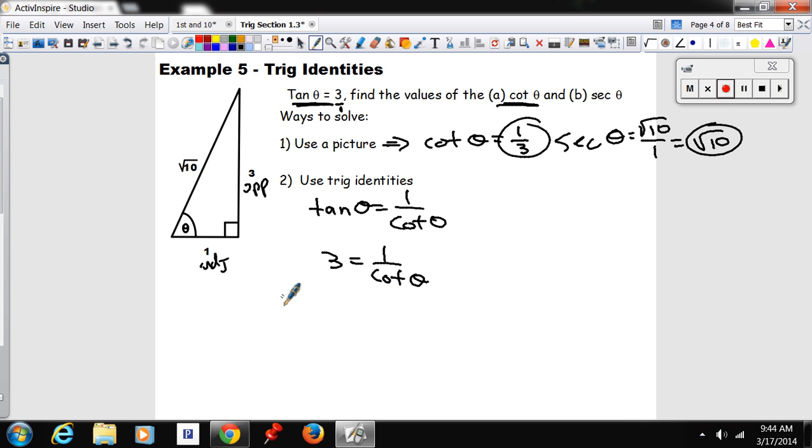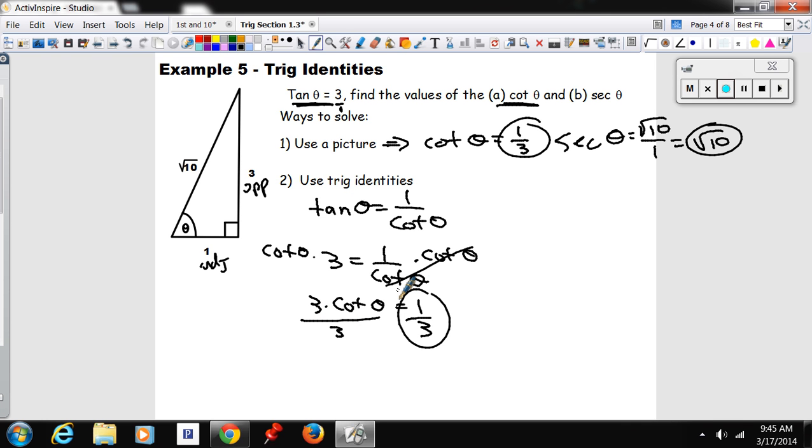How do I get the cotangent by itself? Multiply it on both sides. You've got to multiply by the denominator, so it's got to be by cotangent. You're going to get 3 times cotangent equals 1, and then divide by 3. Your cotangent is going to be 1/3. Is that what we got up here?